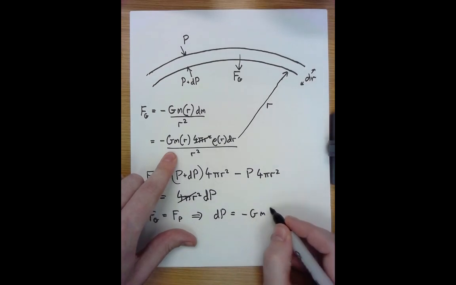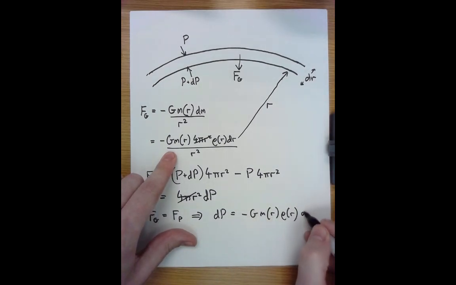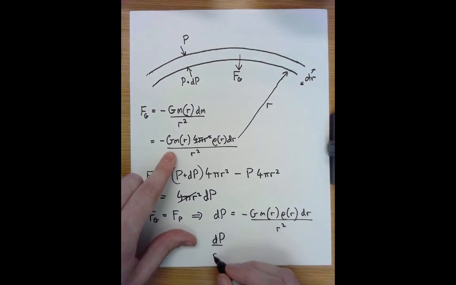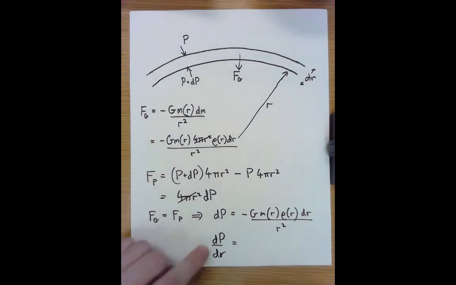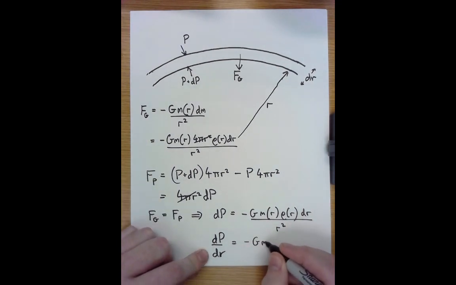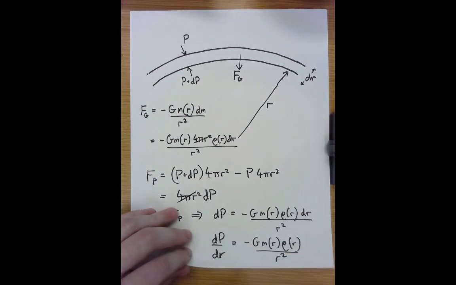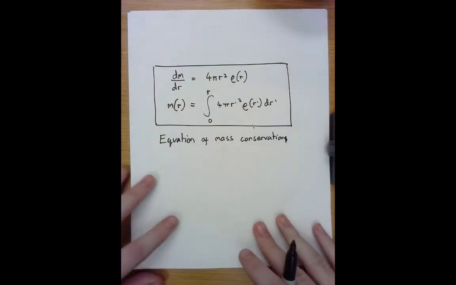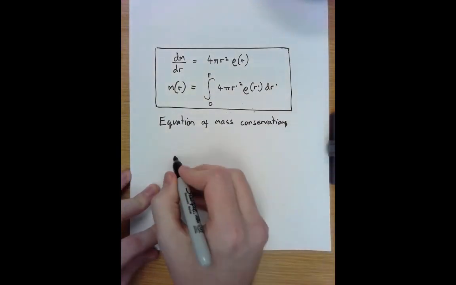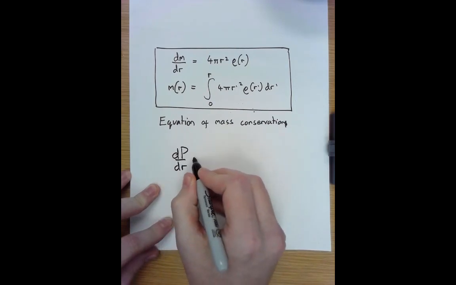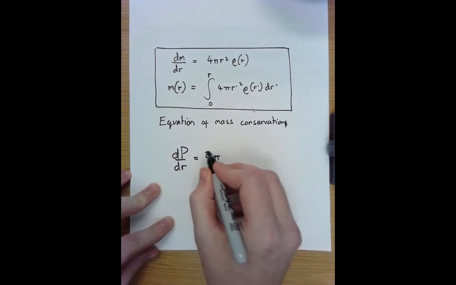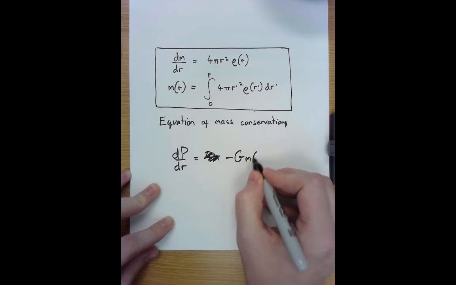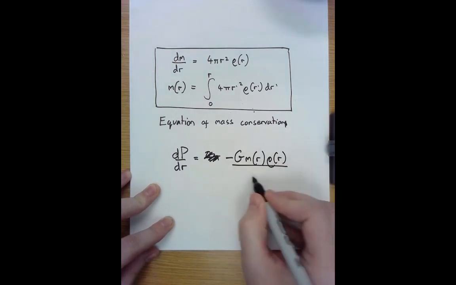minus G m of r rho of r dr divided by r squared. And if we divide by dr, we get the equation of hydrostatic equilibrium: dP by dr is equal to minus G m of r rho of r over r squared. So we can write this down underneath our first equation of stellar structure: dP by dr is equal to minus G m of r rho of r divided by r squared.